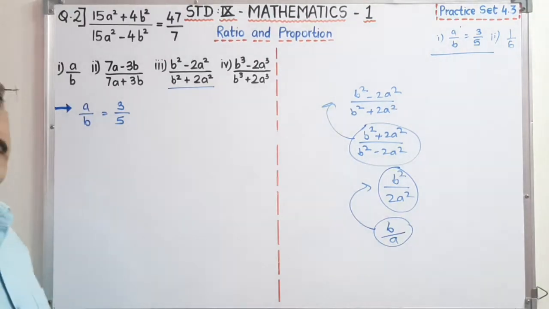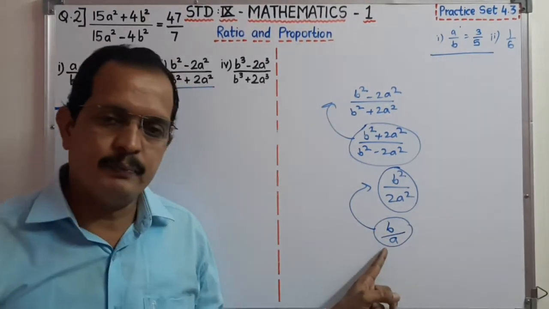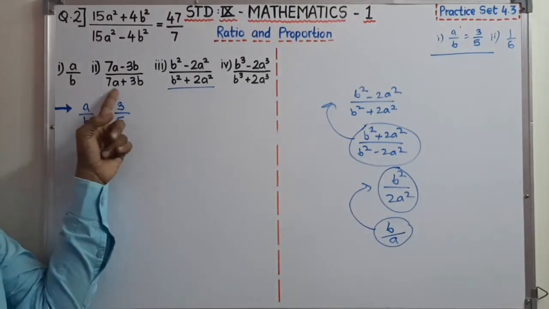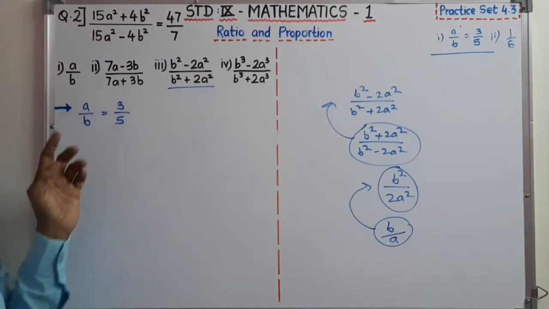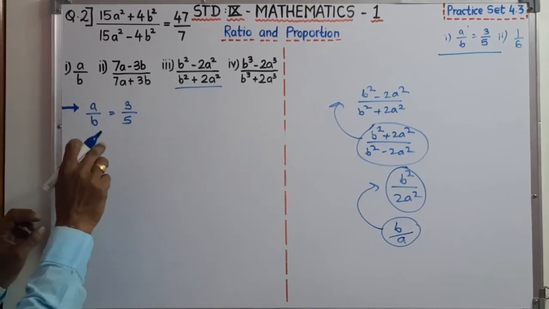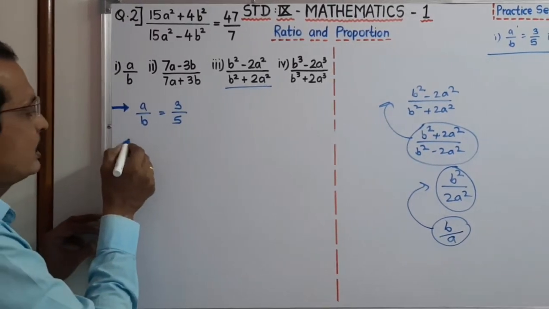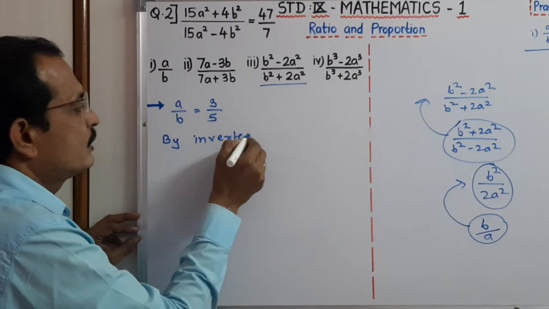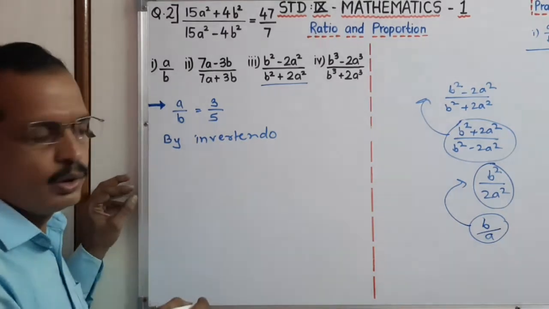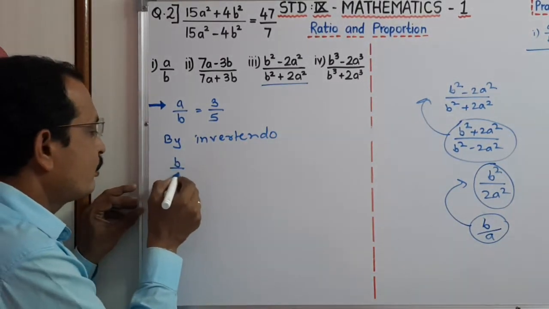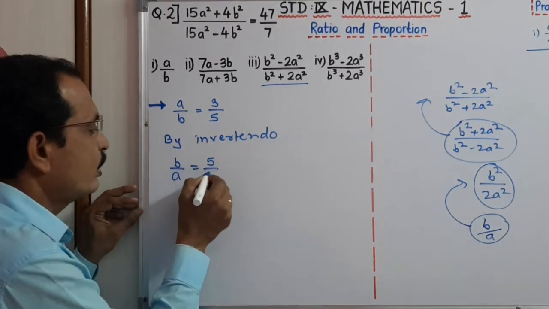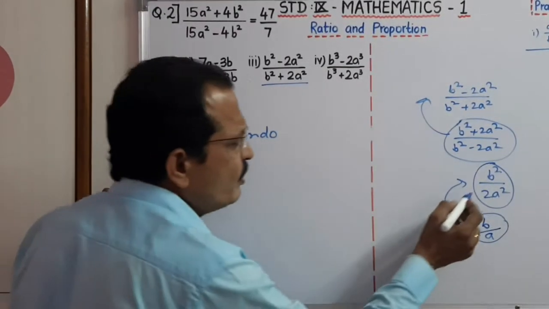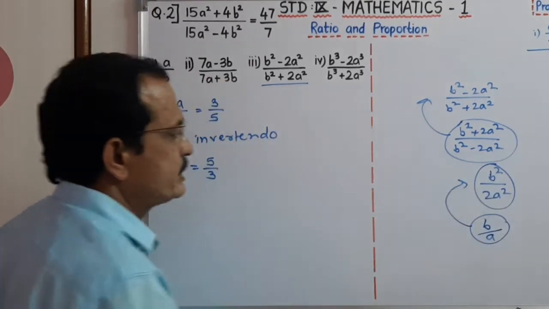Can any one of you tell me, for getting the ratio b upon a, which property we have to apply here? Yes, dear student, it is correct. It is inverted. Therefore, directly we can write by invertendo, b upon a is equal to 5 upon 3. Got it?